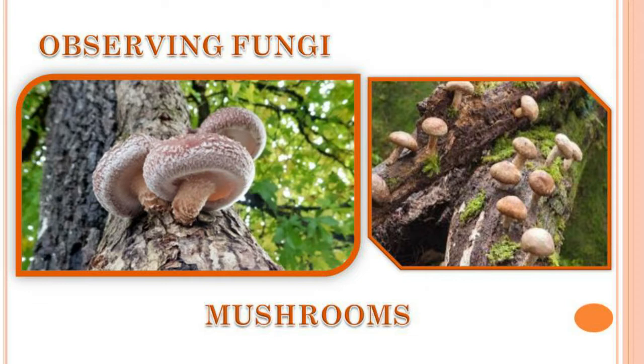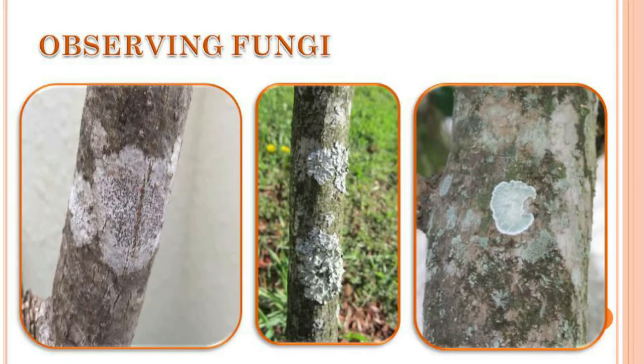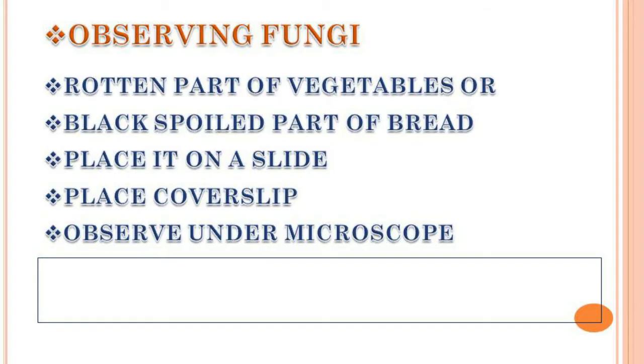We have also seen white color patches over the bark of trees, and that is nothing but fungi. We also saw how to observe the fungus: take the rotten part of vegetables and the black spoiled part of bread, place it on the slide and observe it under the microscope. That will lead you to see the fungus, right?